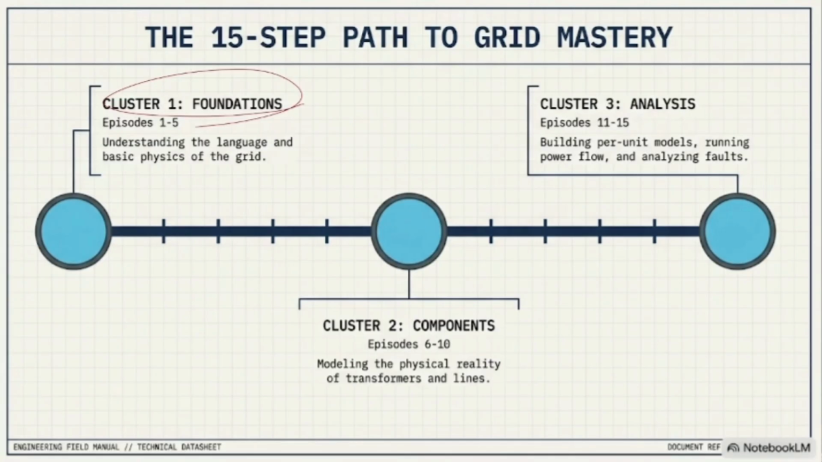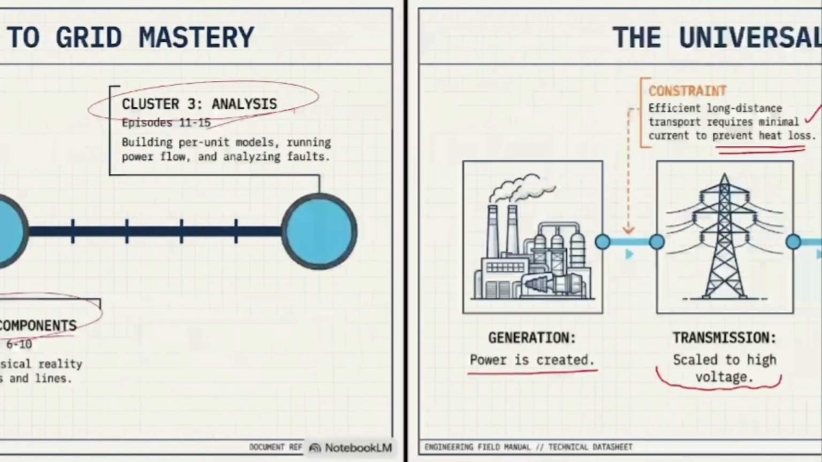Then we would like to move to cluster number 2, which is about the components. At this point, we are going to talk about modeling the physical reality of transformers and lines, which plays a crucial role in the whole system itself. And finally, we are going to have an analysis. We are going to talk about the per unit model, running the power flow, and analyzing any kind of fault that we have in the system.